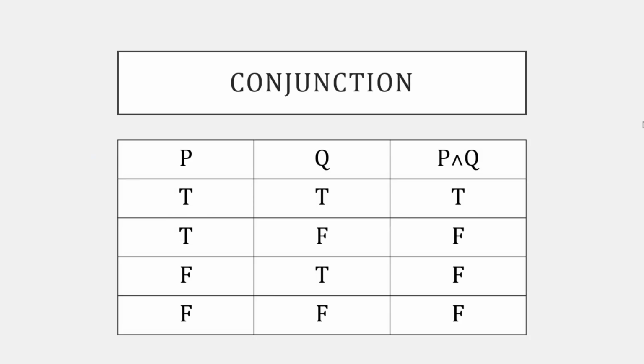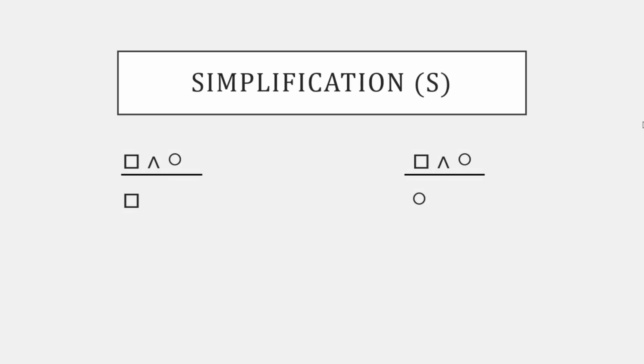So, talk about conjunction first. Recall this is the truth table for conjunction. It's true just in case both of the things are true. I show you this so you can understand why the rules work. There'll be two rules that make sense given this. So simplification. If you've got the following conjunction, box and circle, you can get box. And if you've got box and circle, you can get circle. Because box and circle is only true if both box and circle are true.